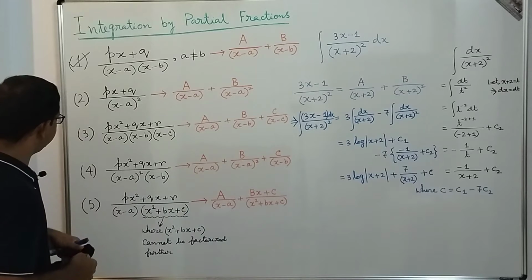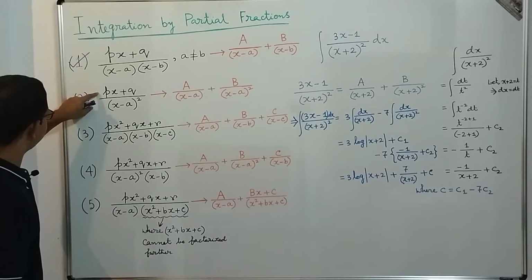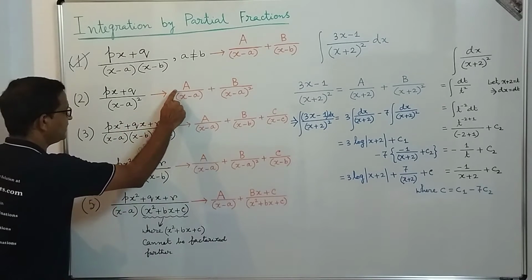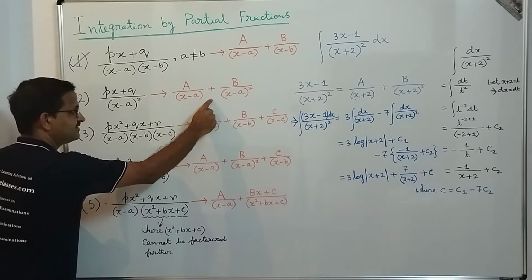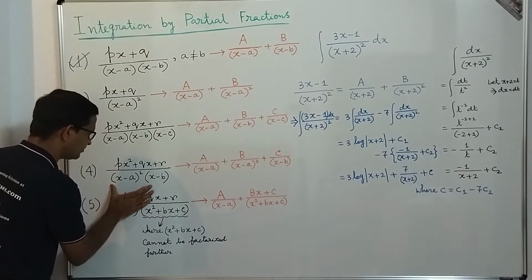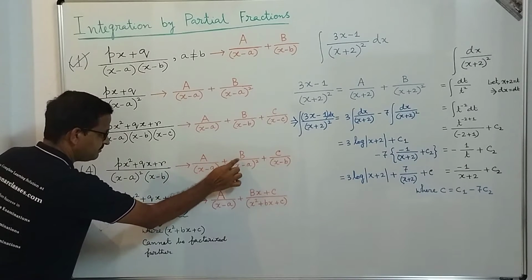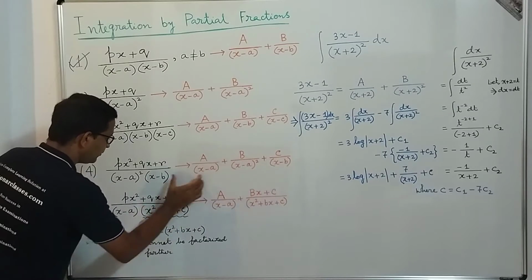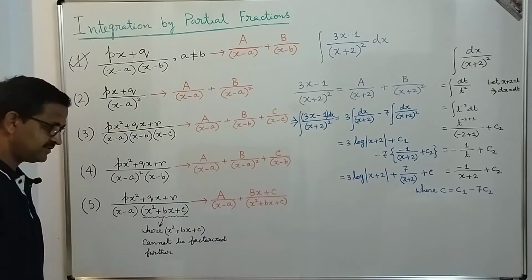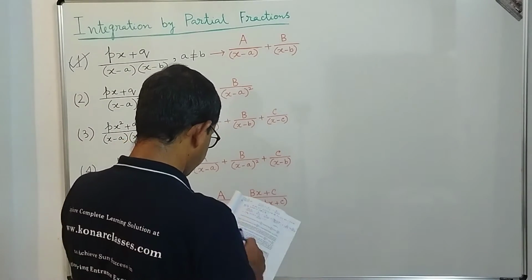Then if you see here, dear students, it is something like the second category, px plus q by x minus a whole square. At that time whatever we have done, capital A by x minus a plus capital B by x minus a whole square, here we use the similar concept. Here we write capital A by x minus a plus capital B by x minus a whole square. Now x minus b is left, so that's why capital C by x minus b. Correct?